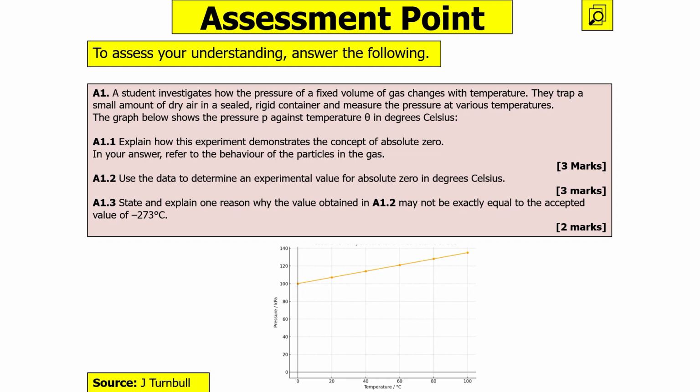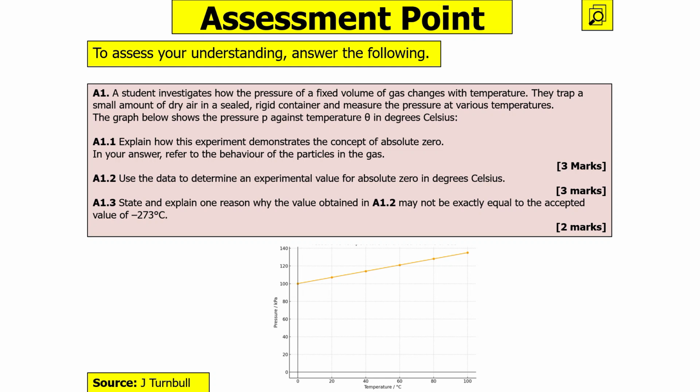State and explain one reason why the value obtained in A1.2 may not be exactly equal to the accepted value of minus 273 degrees Celsius. So, pause the video now, then unpause the video when you want to go through your answer.